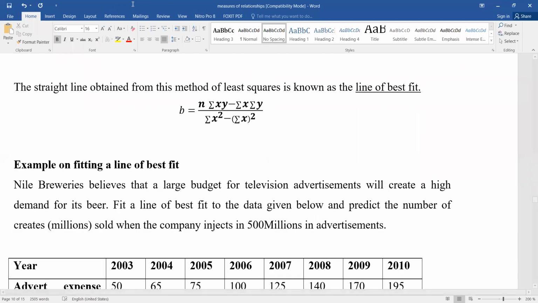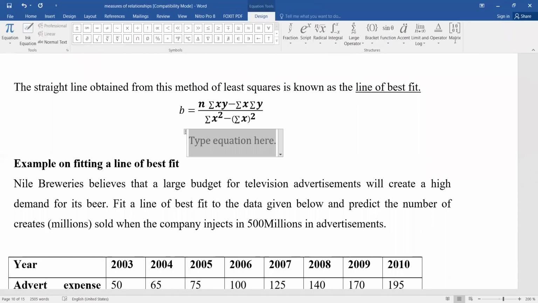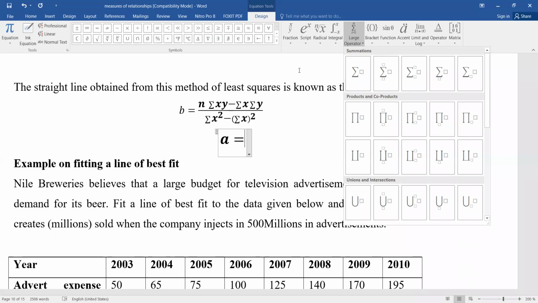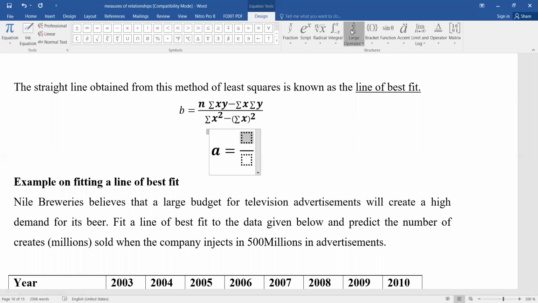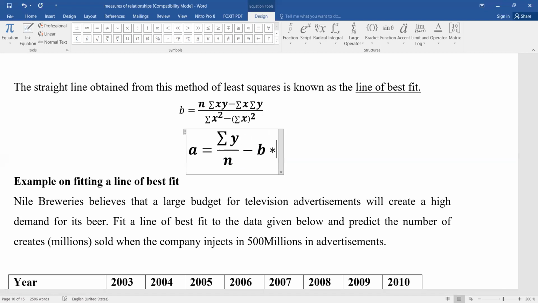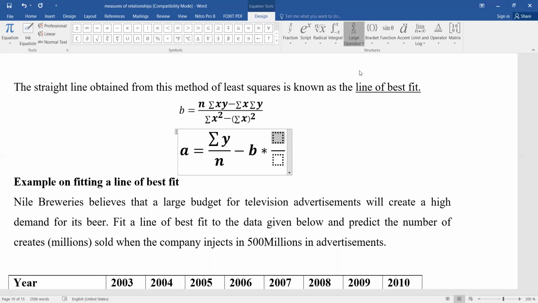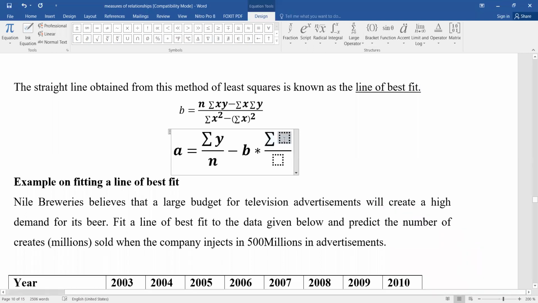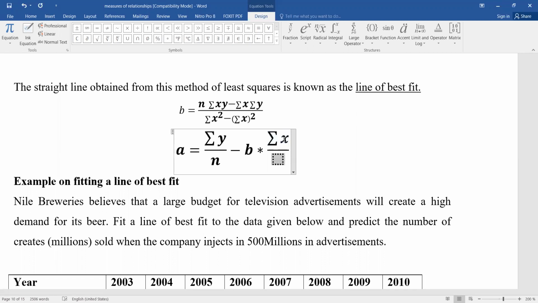Whereas for A, you just get the sum. A is equal to summation of Y over N. Now subtract B times summation of X over N.